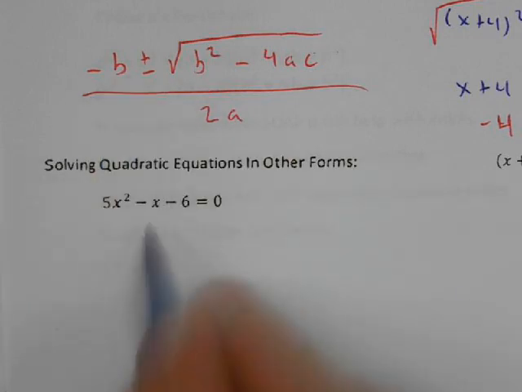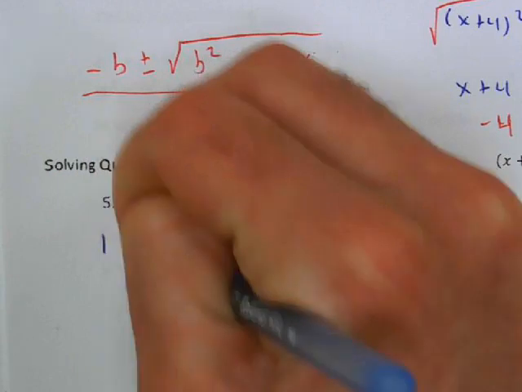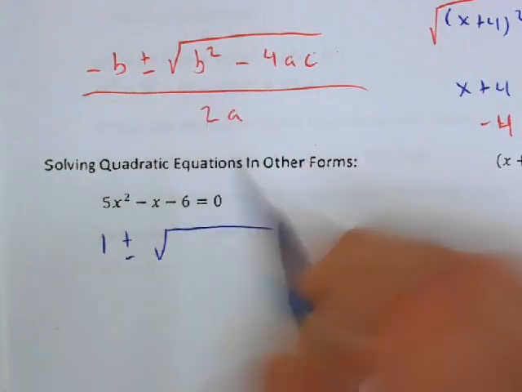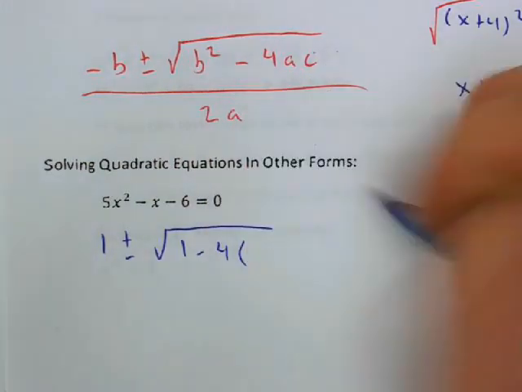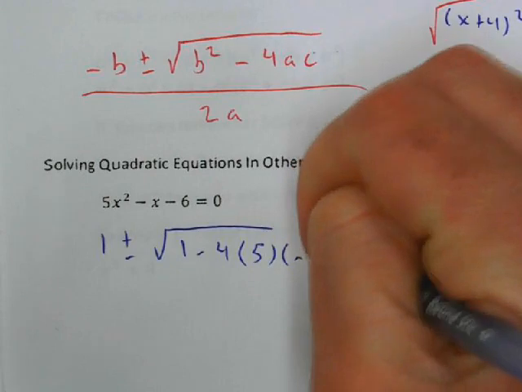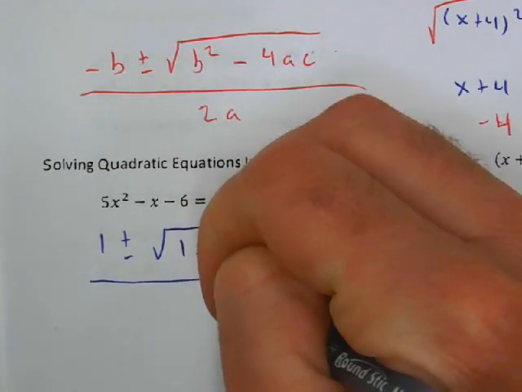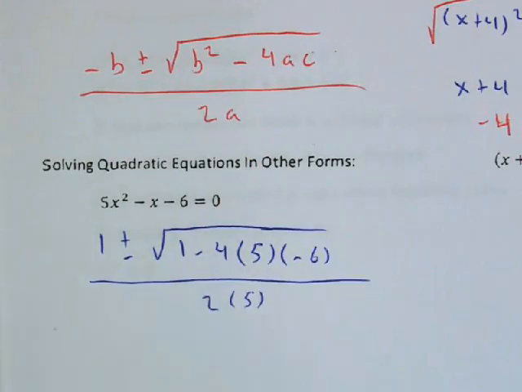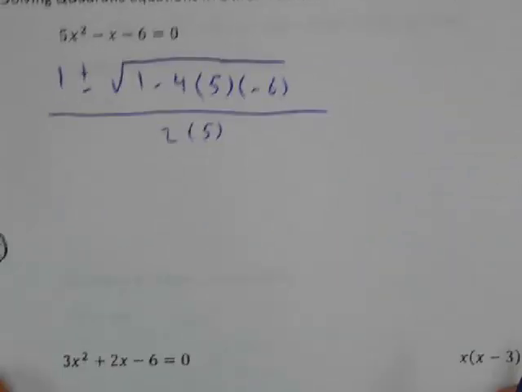So negative b is going to be -1, so that's +1, plus or minus the square root of b squared, which is 1, minus 4 times a, which is 5, times c, which is -6, all over 2 times a, which is 2 times 5. Okay, and then we want to simplify that. We want to simplify under the radical first. That part's called the discriminant.